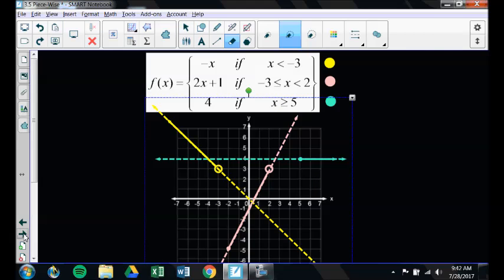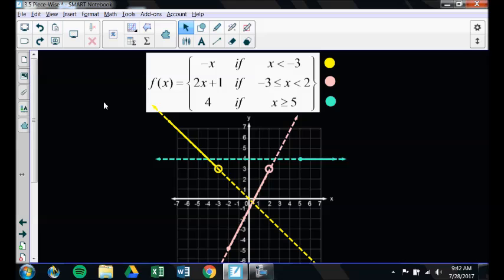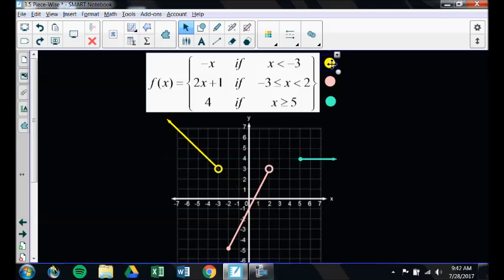Here's kind of an overall way to think about this. Here's a piecewise function with 3 pieces to it: a yellow piece, a pink piece, and a turquoisey piece. I graphed all 3 lines, a yellow line, a pink line, and a turquoisey line, but I only want to keep pieces of them. So I'm going to erase the pieces I don't want, and I'm left with those 3, the yellow, the pink, and the turquoise. And this piece corresponds to this piece, and the pink to the pink, and the turquoise to the turquoise.